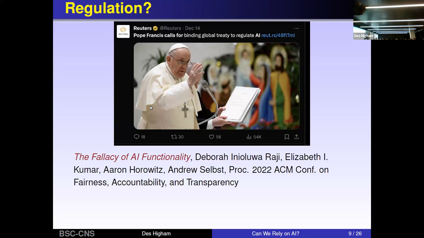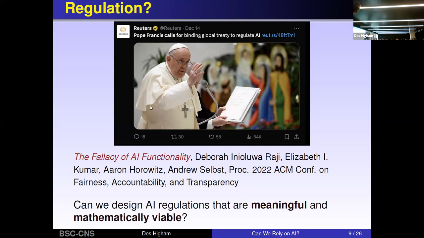There's a recent paper I came across, which is more from my perspective, although this is just giving lots of case studies where things go wrong. But these authors coined the phrase, the fallacy of AI functionality. So the fallacy, something we get wrong, is assuming that AI functions as it's supposed to. So before we even think about what should AI be doing, we should be asking, what can AI do in the first place? What are its limitations?